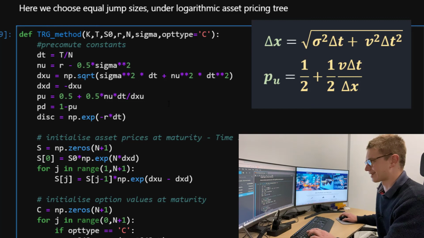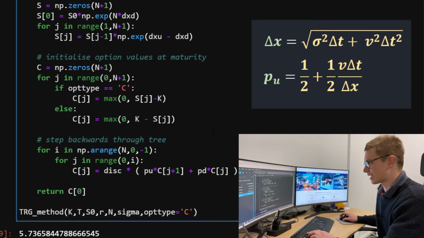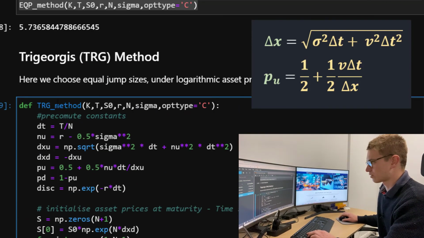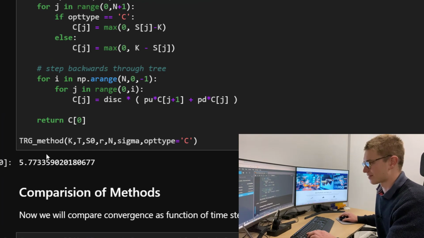So that is exactly the same. All these things are exactly the same, p up and p down. So you can just press run once you've satisfied that you've typed it all in correctly, and you get 5.77.